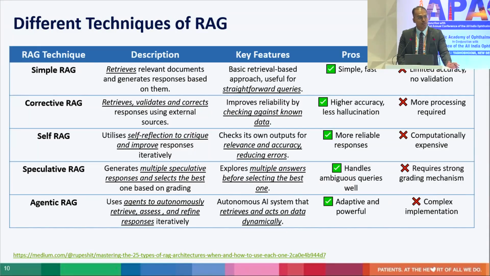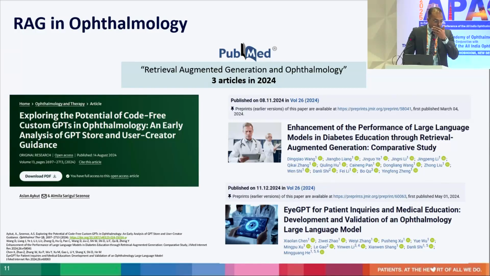I'm not sure how many of you are familiar with Manus from China, and also Anthropic's computer use. I don't know how many of you are using that. Basically, you can automate your tasks using such agentic LLM engines. But what is it doing in RAG in ophthalmology?